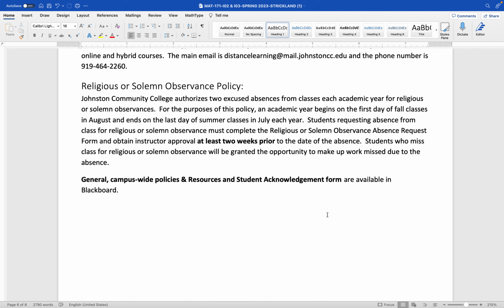Students requesting absence from class for religious or solemn observance must complete the religious or solemn observance absence request form and obtain instructor approval at least 2 weeks prior to the date of the absence. Students who miss class for religious or solemn observance will be granted the opportunity to make up work that is missed due to the absence. And again, general campus-wide policies and resources and the student acknowledgement form are available in Blackboard.